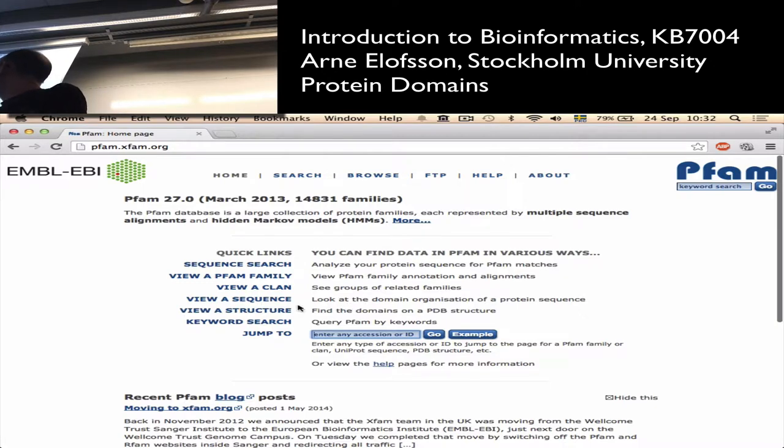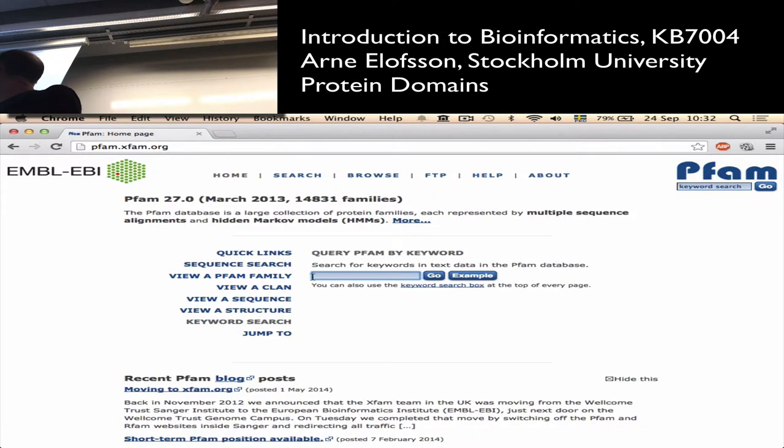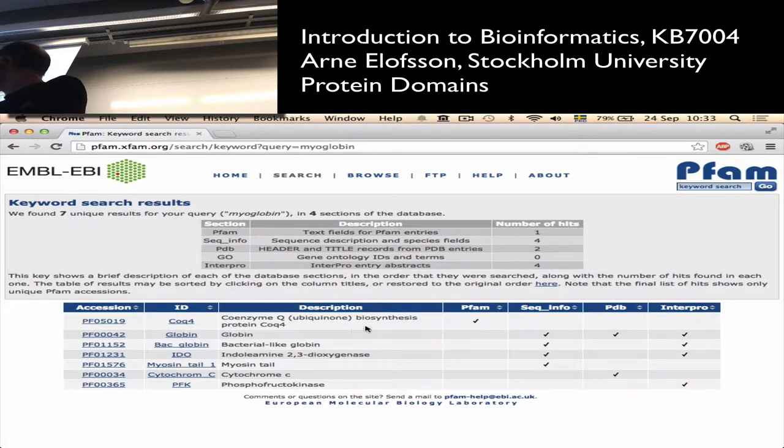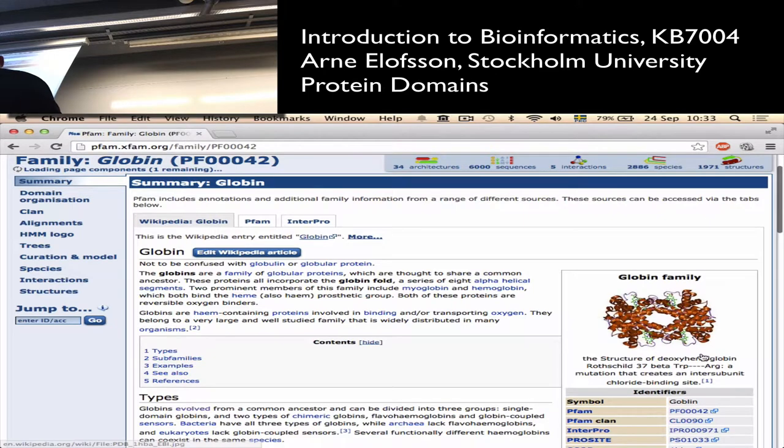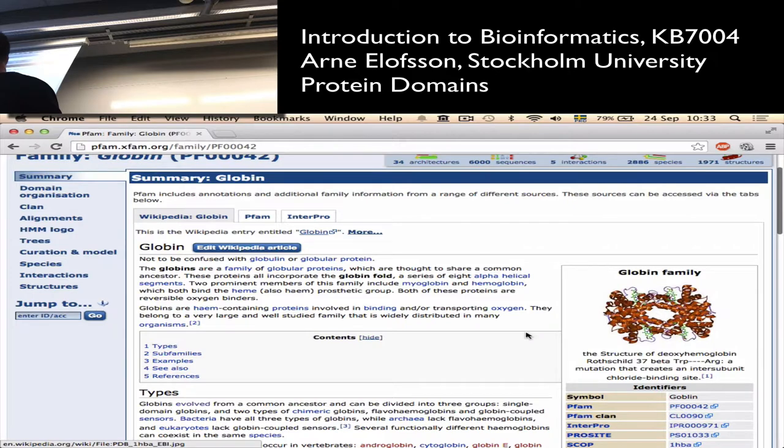So for instance, if you take, okay, go keyboard, shall we take our myoglobin? In Oslo. You see that myoglobins are a globin family. So if you go to this, it's PFAM0042. And this is the structure of the deoxyhemoglobin. So you see this is 1, 2, 3, 4 subunits. Well, not subunits, but 4 proteins in this case.